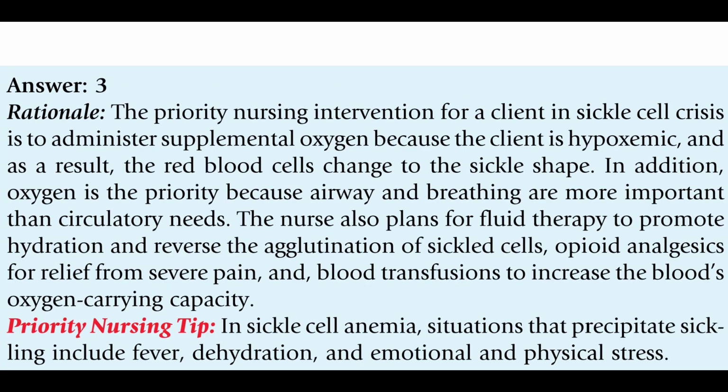Answer 3. Rationale. The priority nursing intervention for a client in sickle cell crisis is to administer supplemental oxygen because the client is hypoxemic and as a result, the red blood cells change to the sickle shape. In addition, oxygen is the priority because airway and breathing are more important than circulatory needs. The nurse also plans for fluid therapy to promote hydration and reverse the agglutination of sickle cells, opioid analgesics for relief from severe pain, and blood transfusions to increase the blood's oxygen carrying capacity.